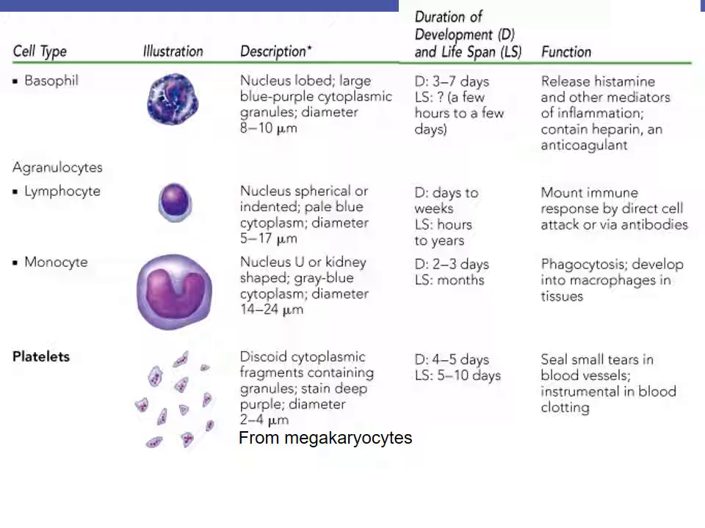And then down here at the bottom are thrombocytes, our teeny tiny platelets. So these are discoid cytoplasmic fragments. So it means they're not true cells. They don't have any nucleus. They're basically broken off from our megakaryocytes, very big cells. They last for a couple of days.